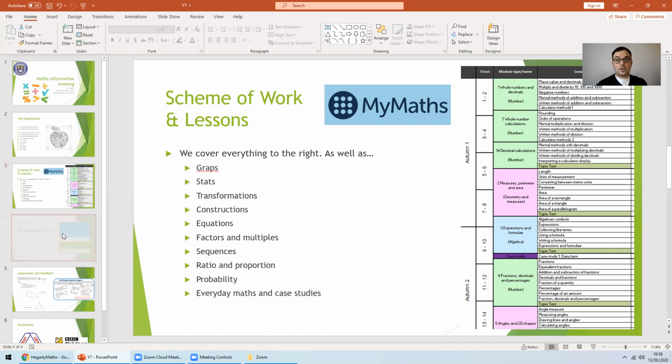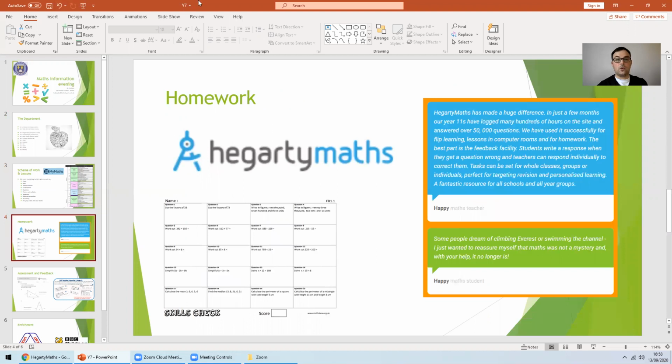As well as MyMaths, we will be using a piece of software called Hegarty Maths, which I will talk to you about for a few minutes and show you how it works. Just before I do that, that's not to say that we won't be giving students written homework as well. I think it's really important that they practice writing maths and showing their working out, because ultimately when they sit those exams in year 11, that is what they will have to do. So we need to be careful not to undermine the importance of written homework.